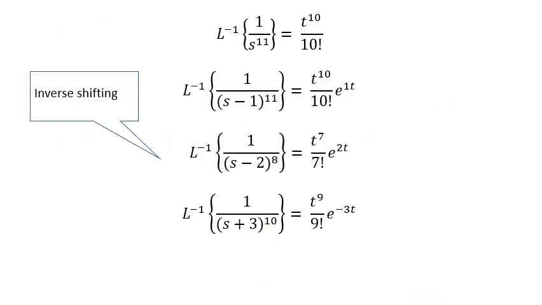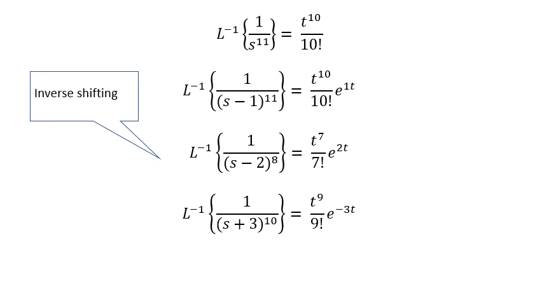So Laplace inverse of 1 by s raised to 11 is t raised to 10 by 10 factorial. Now look at the next problem. Laplace inverse of 1 by (s minus 1) raised to 11. Now when you do this, you have to remember 1 by s raised to 11 is t raised to 10 by 10 factorial. And then here we apply the inverse shifting. Instead of s minus 1, we have to write e raised to at. Here a is 1. So it is e raised to 1t.